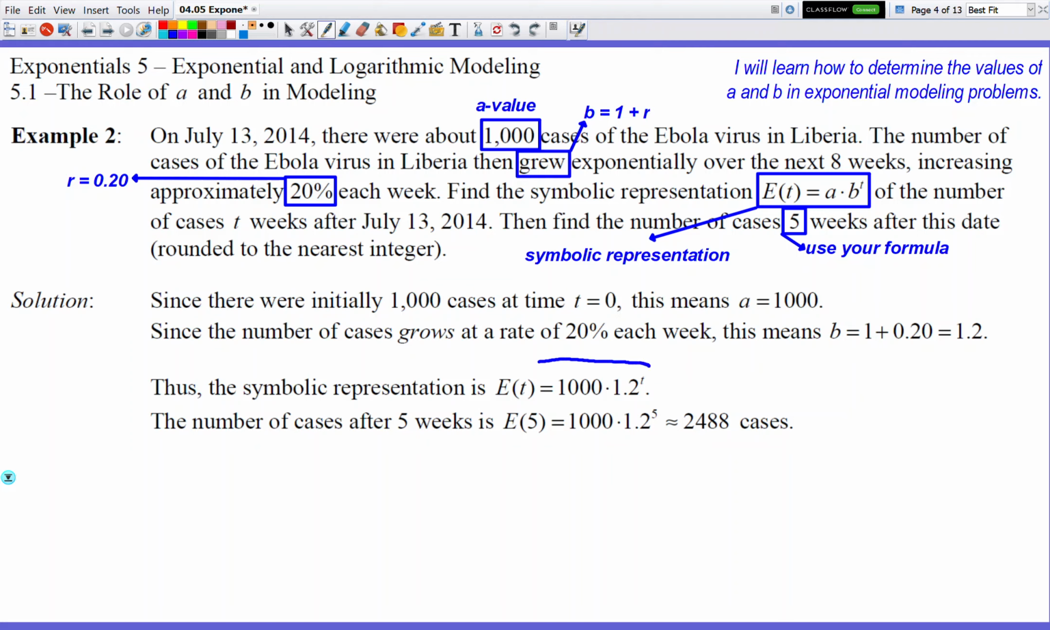Okay, so I'm going to circle some things that are going to be important. So this thing that I just circled is what your final equation looks like, right? So the 1000 is your a value that we got from the problem. The 1.2 comes from here. Okay, so because this is a 1 plus r scenario, because it's a growth scenario, we're going to add 1 plus your r value of 0.20. And that's going to get plugged in right there. Okay, and then we're going to have our letter t, that's going to be our variable. And eventually when I start using the equation, what number are we plugging in? 5. We're plugging in 5. And when that gets plugged in, we get a rounded answer of 2,488.